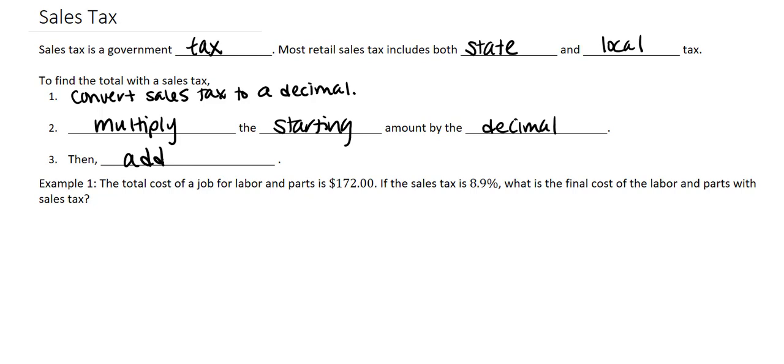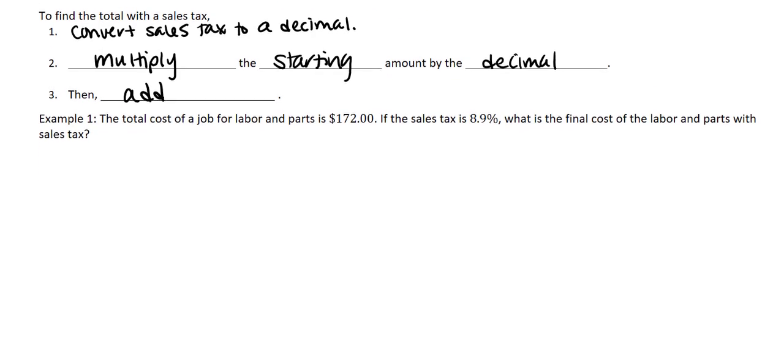Let's look at the first example. The total cost of a job for labor and parts is $172. If the sales tax is 8.9%, what is the final cost of the labor and parts with the sales tax? So we have $172.